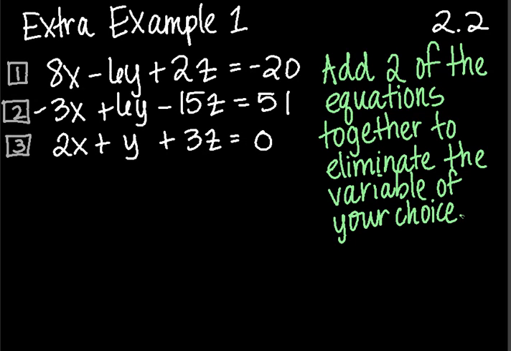I said that you are going to eliminate the variable of your choice because it doesn't particularly matter which variable you eliminate. However, sometimes it's already set up to eliminate one and we'll have an obvious choice. In this one, I believe we have an obvious choice right here because we have opposite coefficients. So when we add equation 1 and equation 2 together, we're going to eliminate that y.